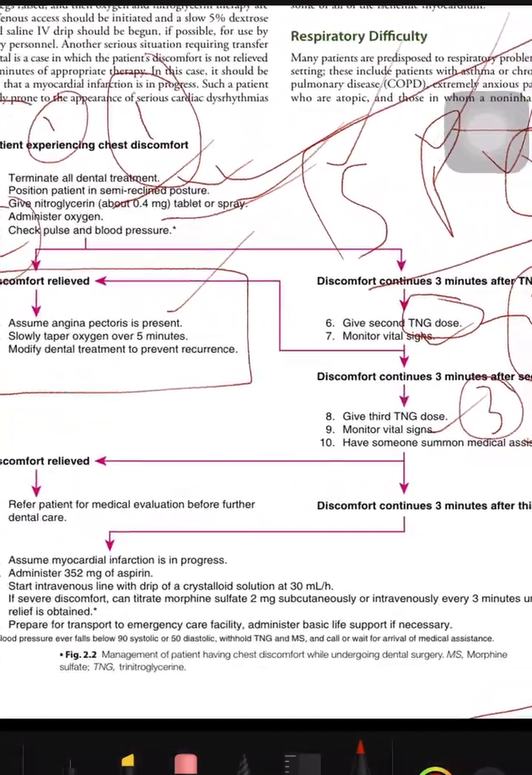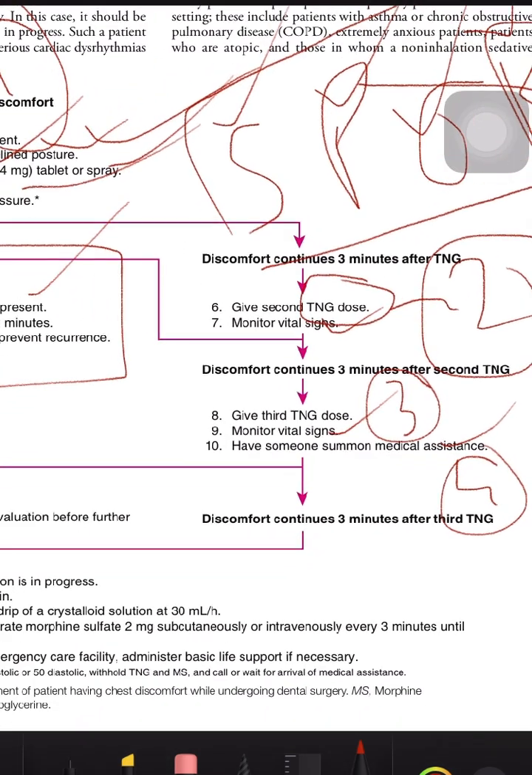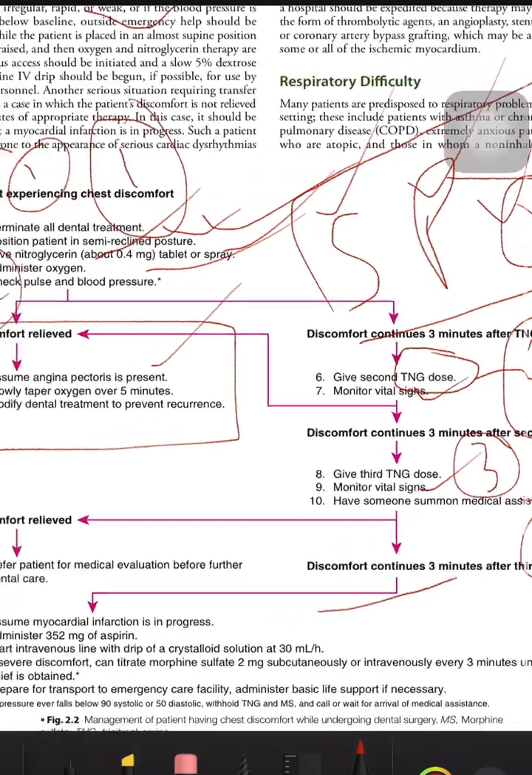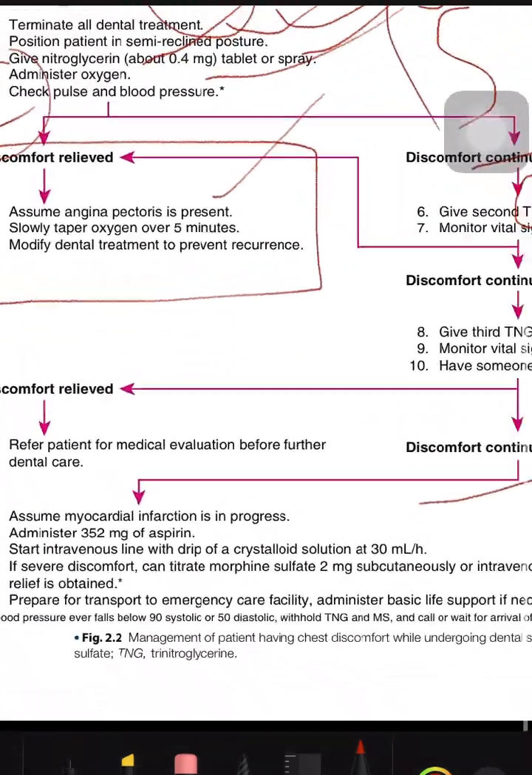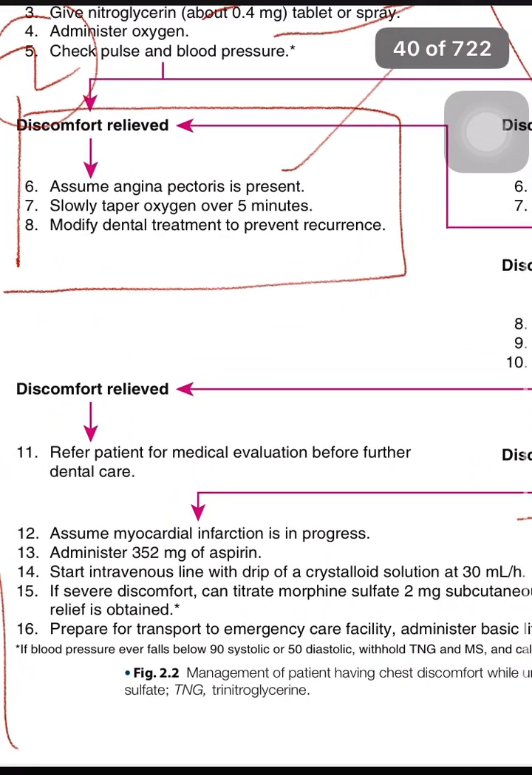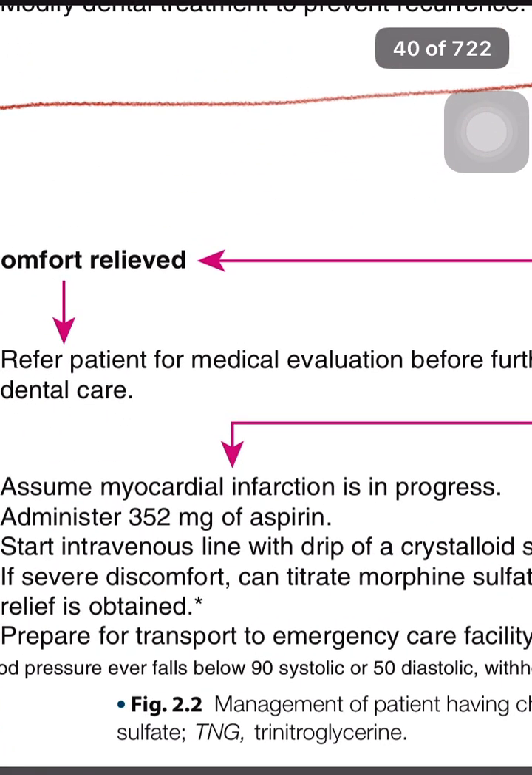So step four. Now assume it's no longer just angina. Now it's not angina because it's still continuing, okay? It is still there. So what do we have to do? Now assume it's no longer just angina, it's MI, myocardial infarction. Okay, myocardial infarction, what to do?